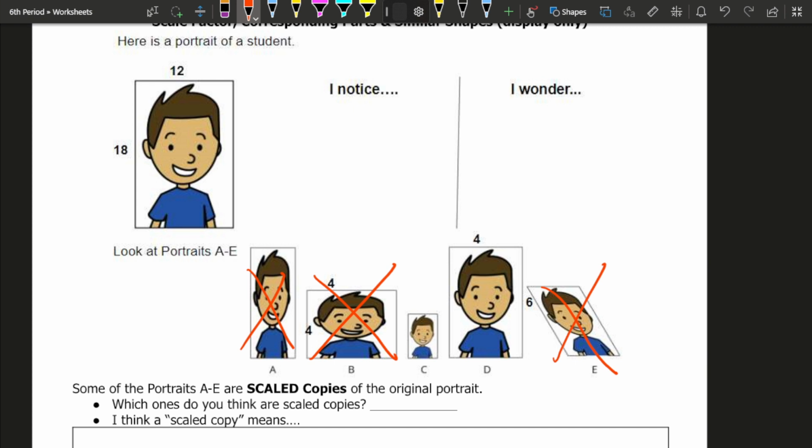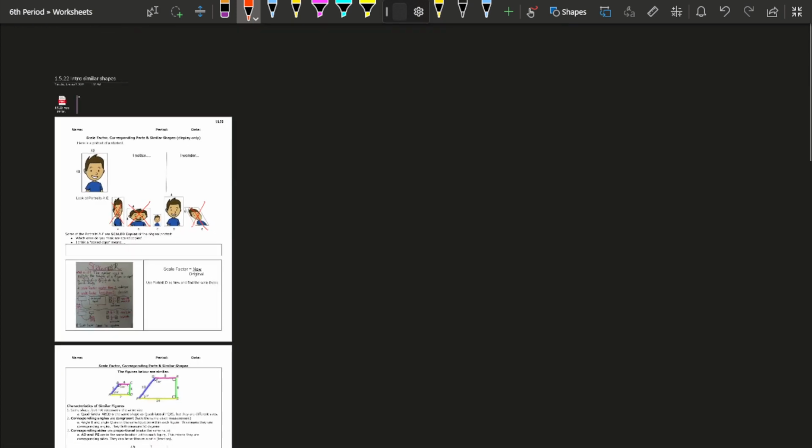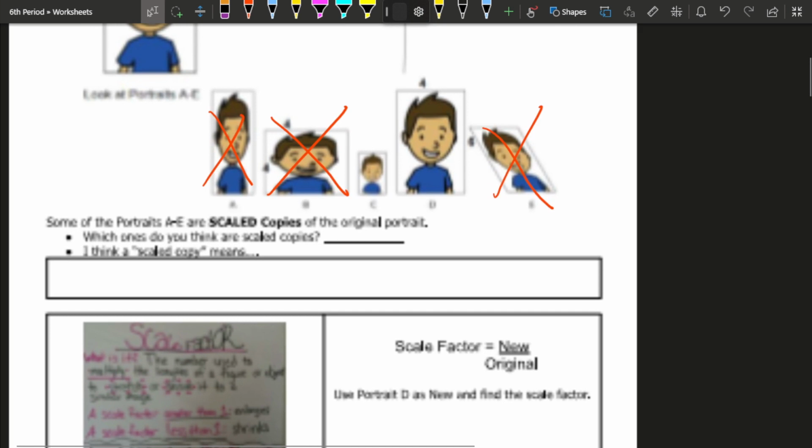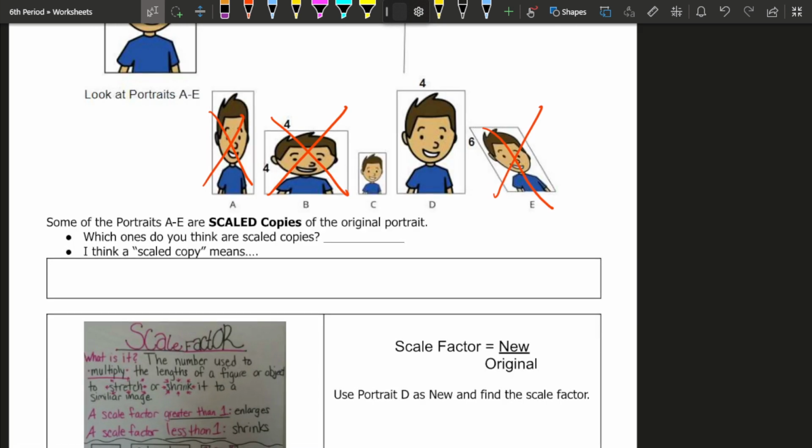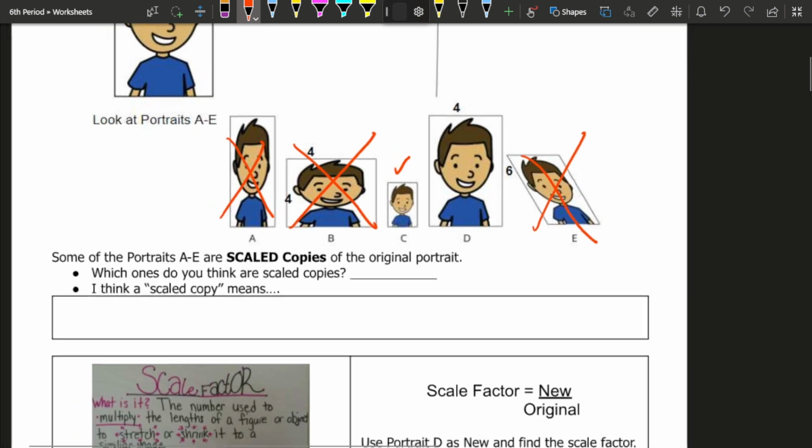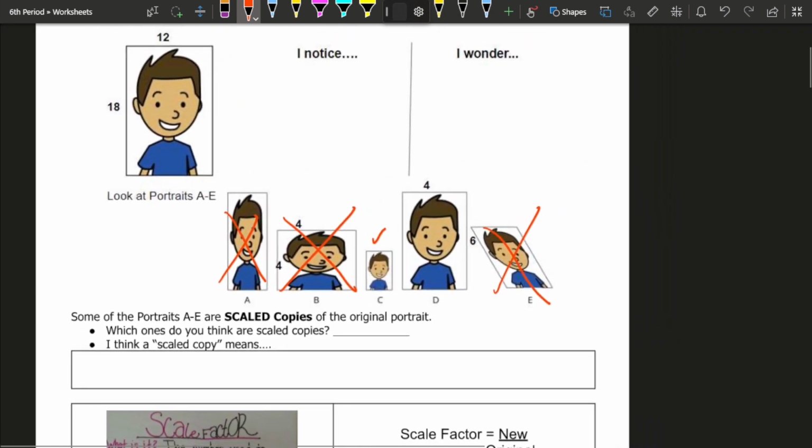Let's look at D for a second. Which ones do you think are scale copies? We already ruled out 3 of them. What about C? It's smaller. Does it change the appearance of that person? Nope. It looks almost the same, but it just got shrunk, right? So I think C might be, we need more information, but I can call this maybe yes. Now, if we have numbers, we can actually do math and figure that out.